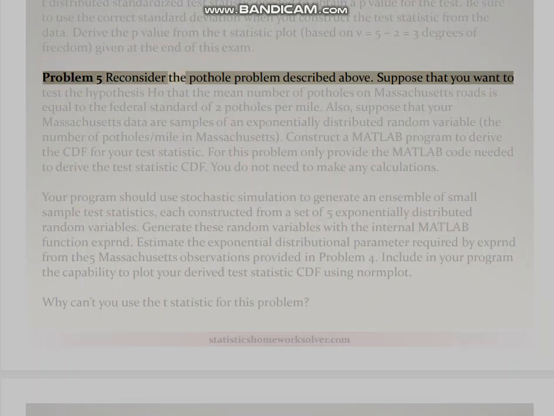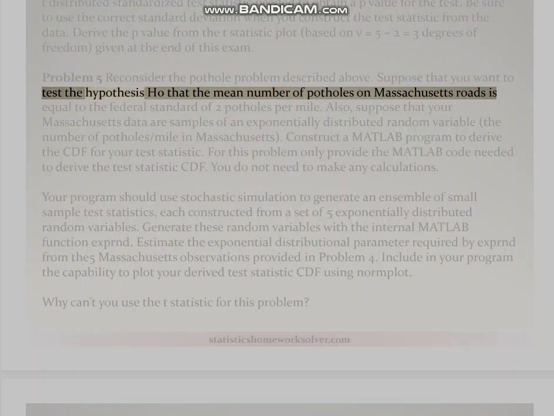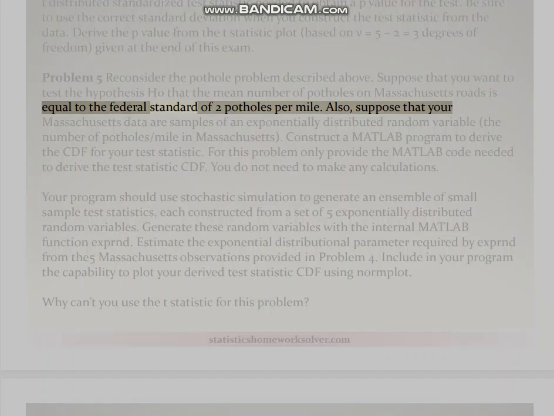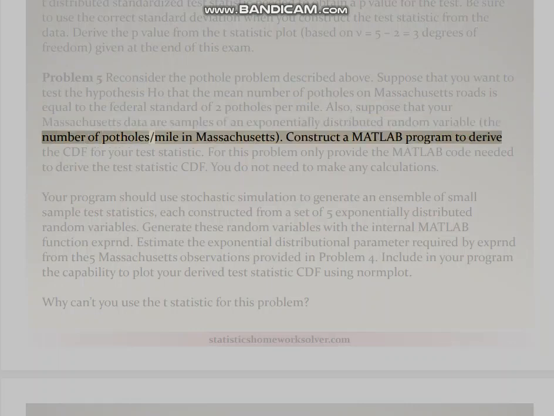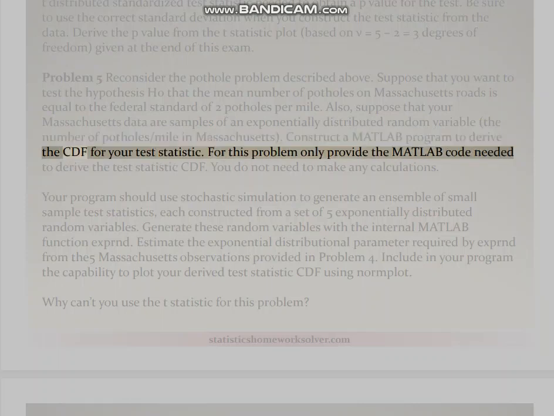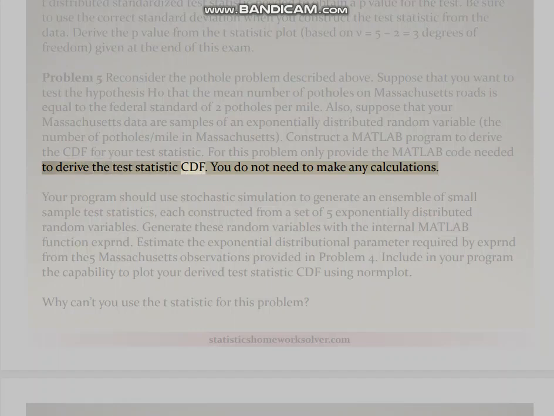Problem 5. Reconsider the pothole problem described above. Suppose that you want to test the hypothesis H0 that the mean number of potholes on Massachusetts roads is equal to the federal standard of 2 potholes per mile. Also, suppose that your Massachusetts data are samples of an exponentially distributed random variable, the number of potholes per mile in Massachusetts. Construct a MATLAB program to derive the CDF for your test statistic. For this problem, only provide the MATLAB code needed to derive the test statistic CDF. You do not need to make any calculations.